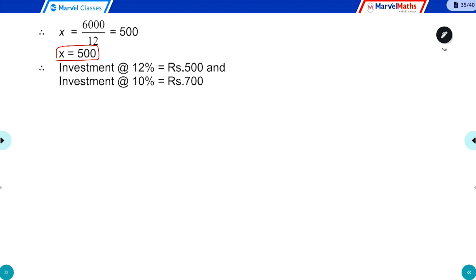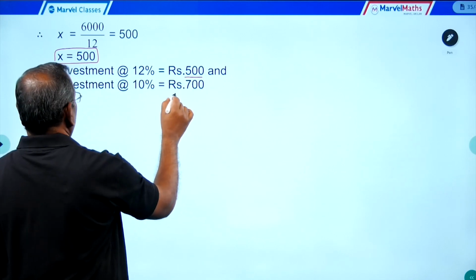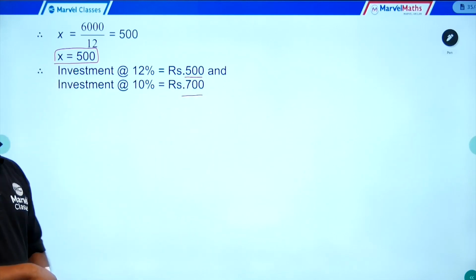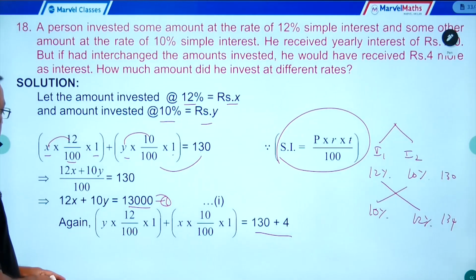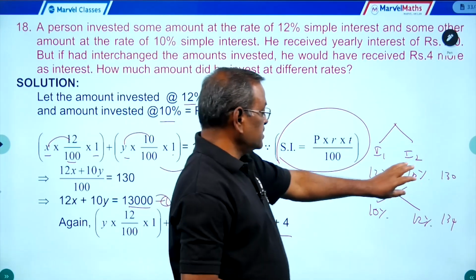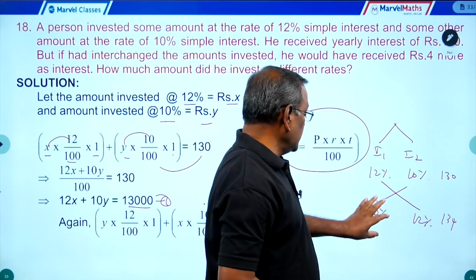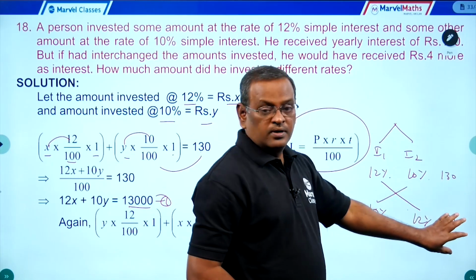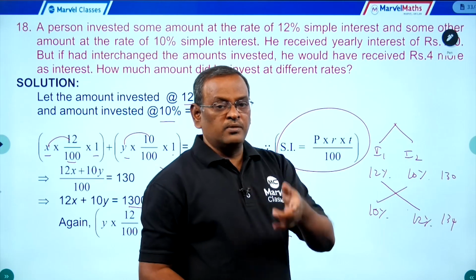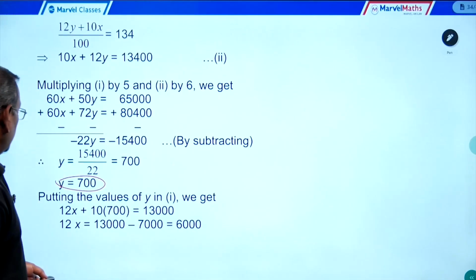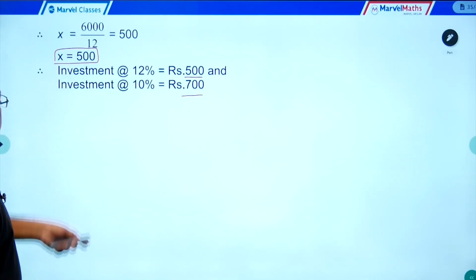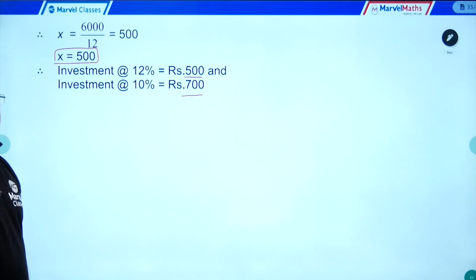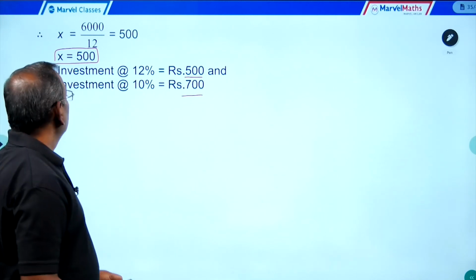Therefore, the amount invested in the first investment is 500 rupees, and the amount invested in the second investment is 700 rupees. Again, I will explain now. Apply the simple interest formula for the first case: 12x by 100 plus 10y by 100 equals 130. Here, 10x by 100 plus 12y by 100 equals 134. You will get two linear equations. Solve both linear equations and find the values of x and y. Here y equals 700, the amount invested in the second investment, and x equals 500, the amount invested in the first investment.